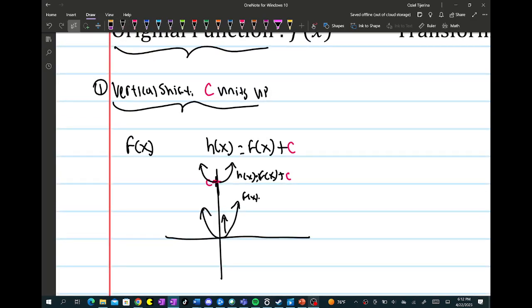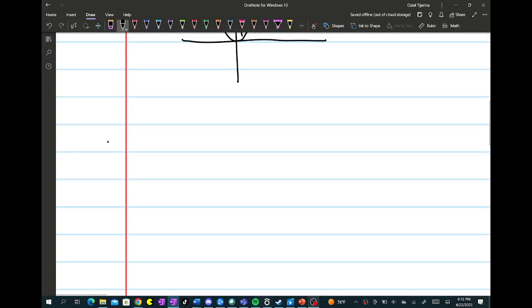And that's what vertical shift means when you're going upwards. Now, when you're going downwards, so this is number 2, a vertical shift or a vertical, I'm going to call it translation, actually, not shift.